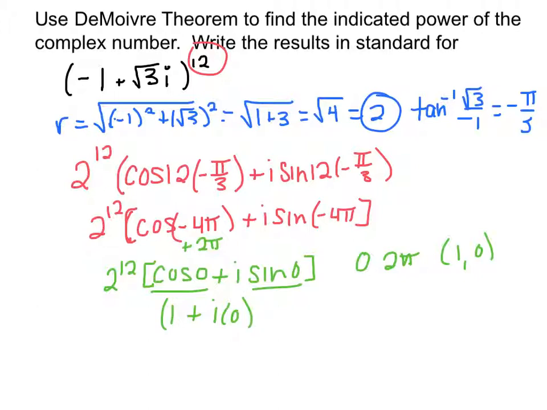And 2 to the 12th power is 4,096. When I distribute this in, I get 4,096 plus 0, so standard form would be 4,096.